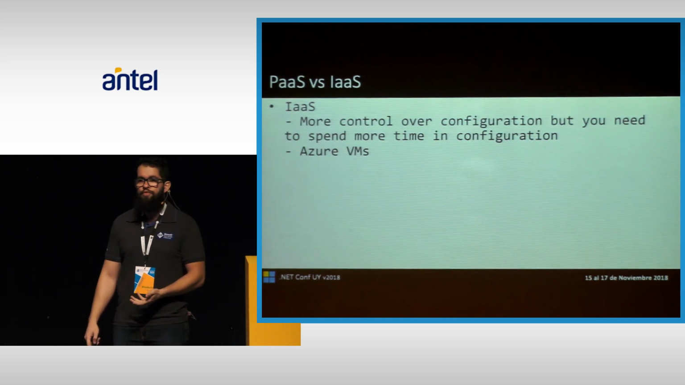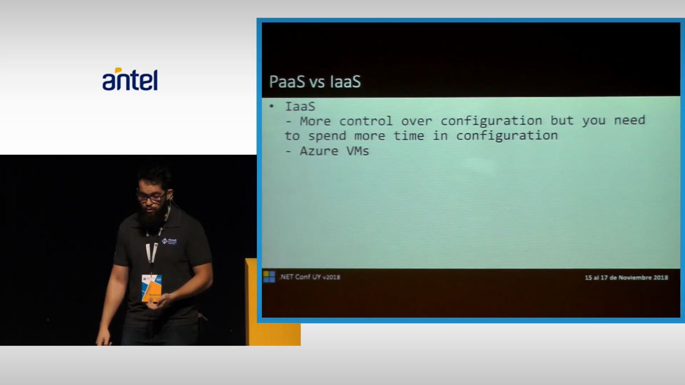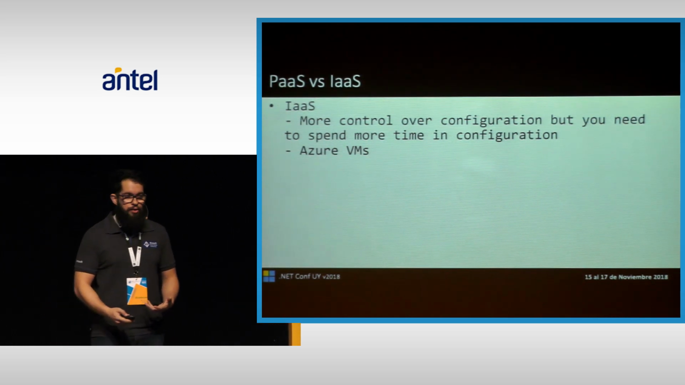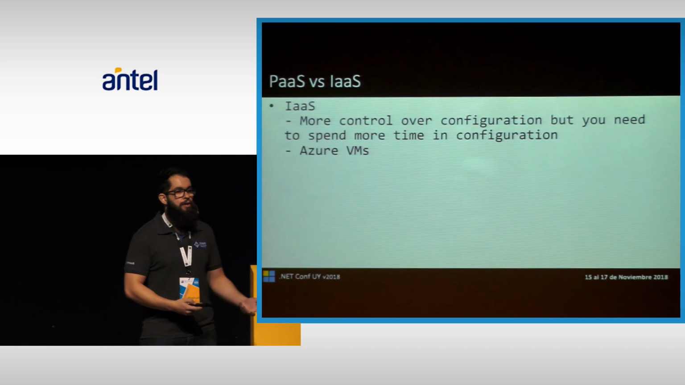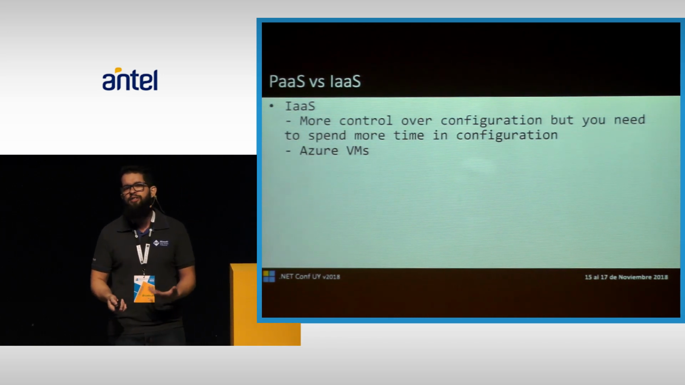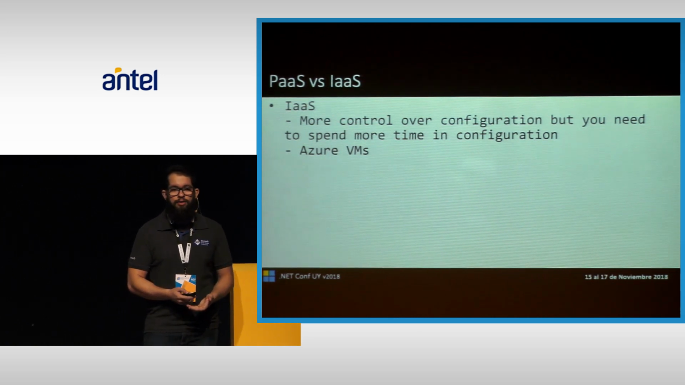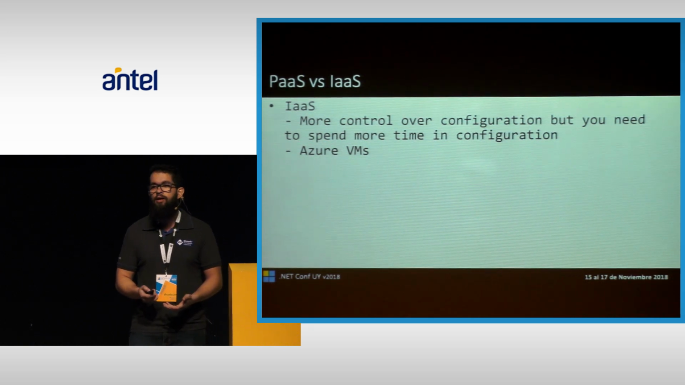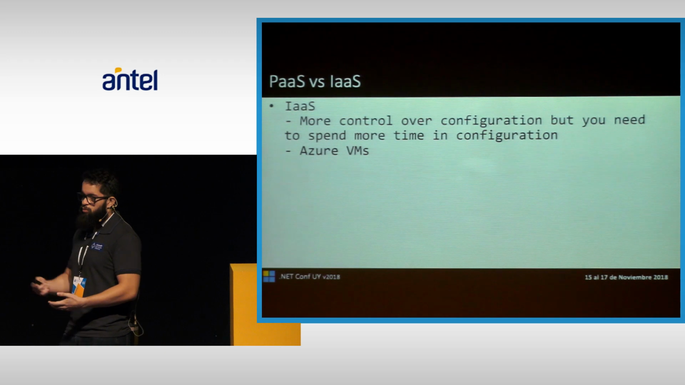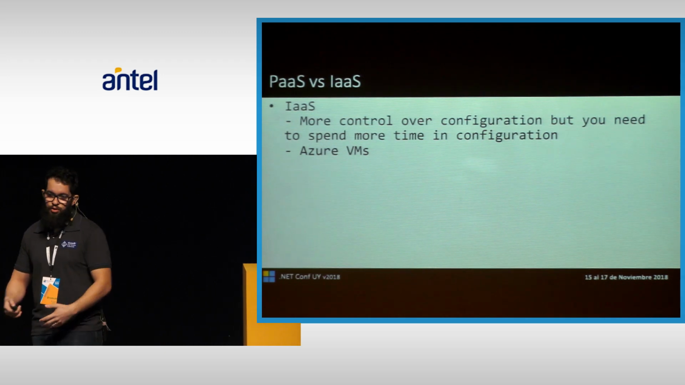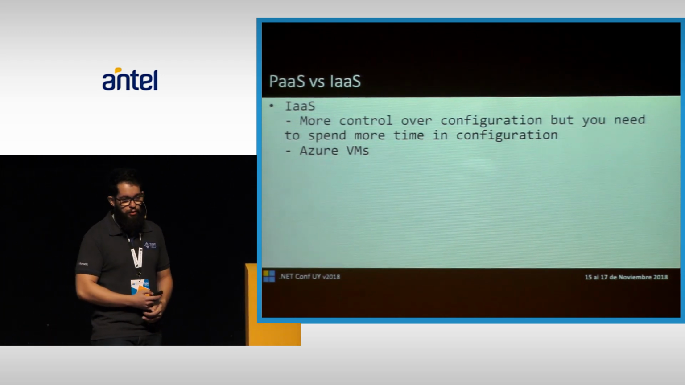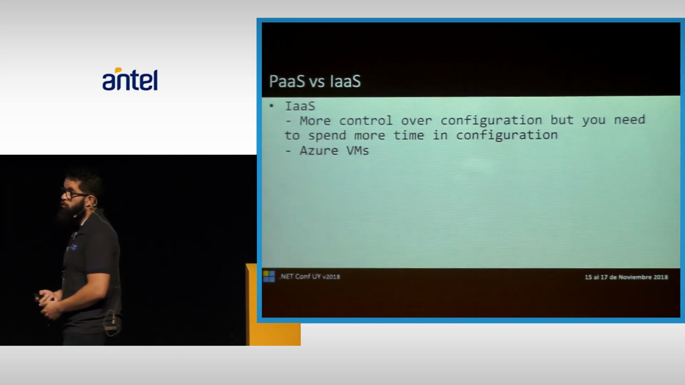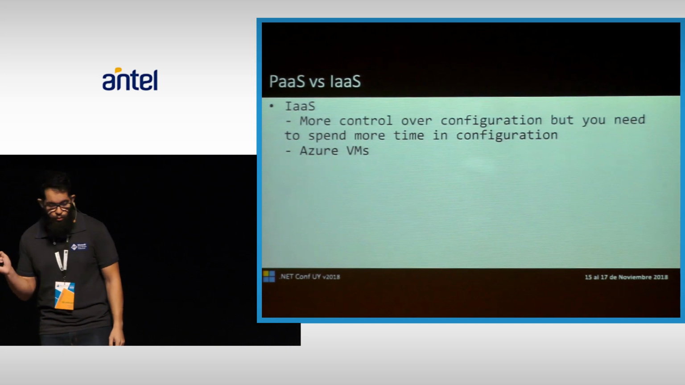IaaS, that stands for Infrastructure as a Service. You have way more control over the configuration. You need to spend more time in the beginning, but you have automations and scripts that make your life easier. It's not too time consuming, but you need to spend more time to configure. But once it's done, you can just take care of it. So keep that in mind also. As a sample, we are going to talk about Azure virtual machines.